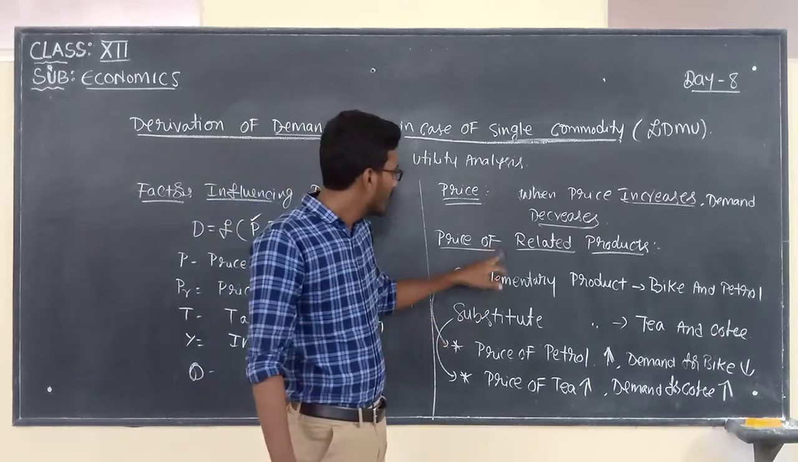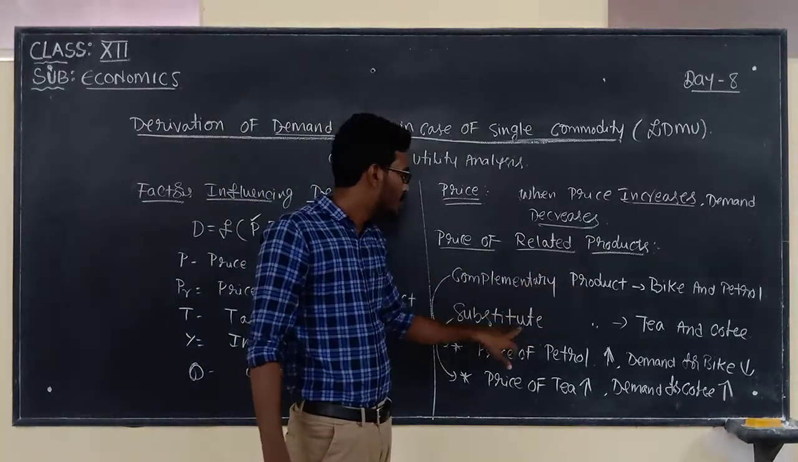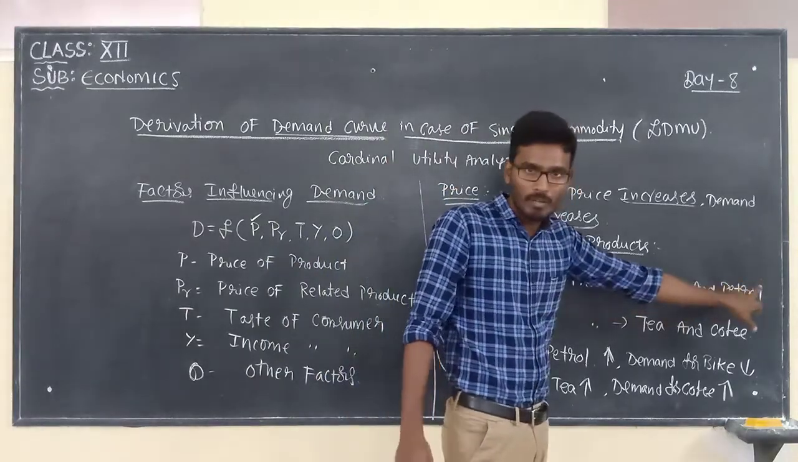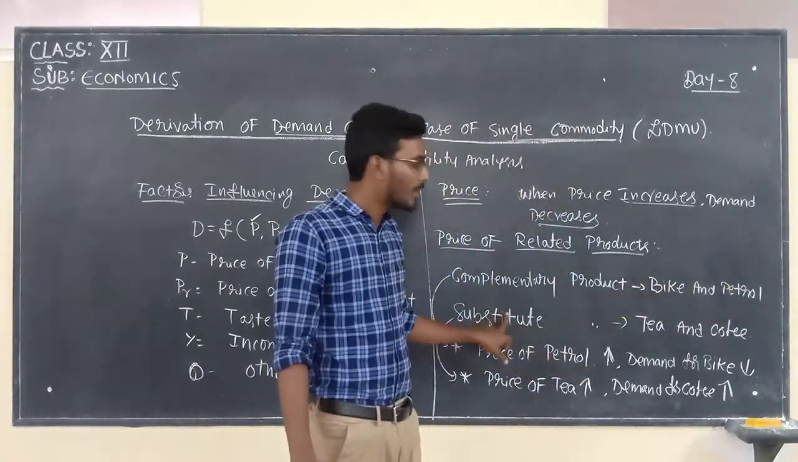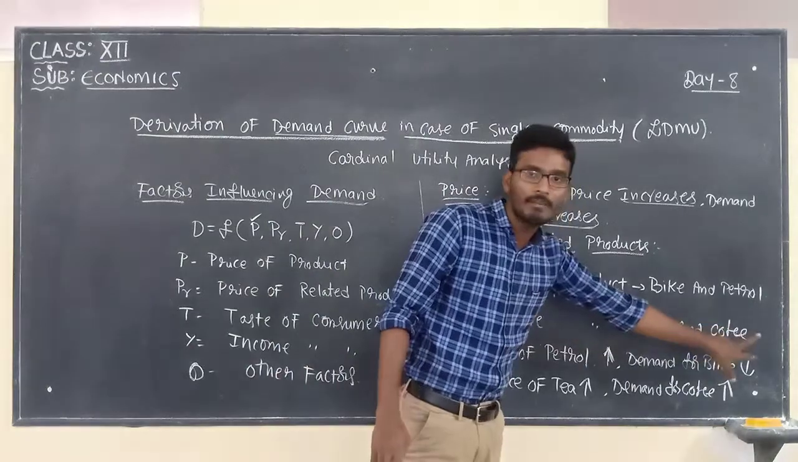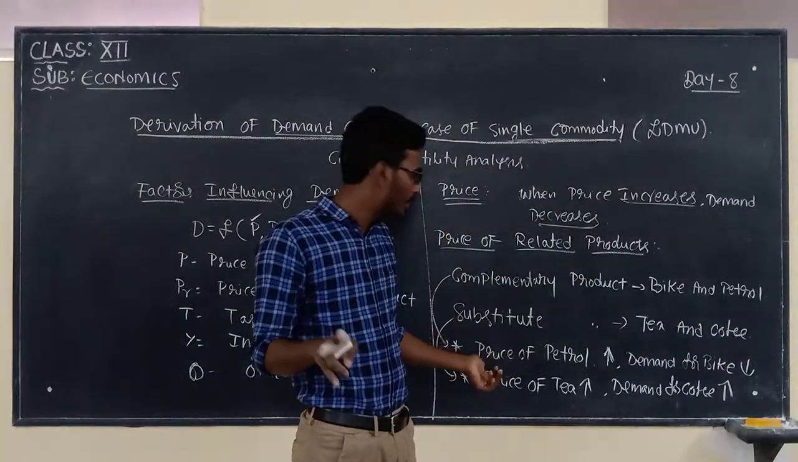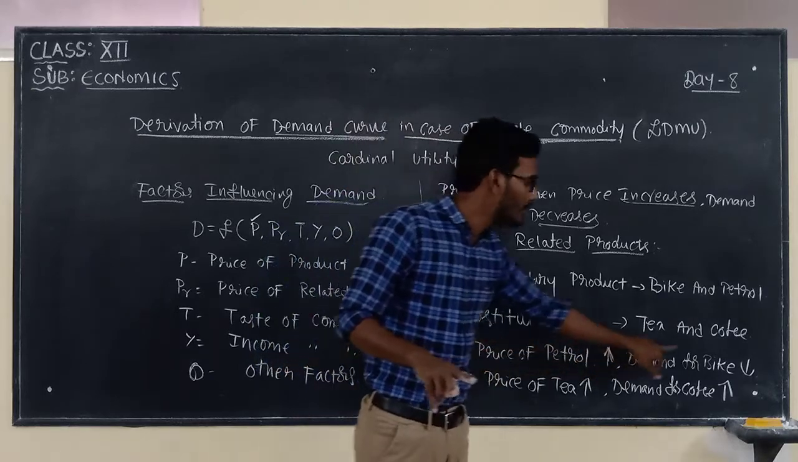Remember again: complementary product, substitute product. Complementary product, best example bike and petrol, and substitute product, best example tea and coffee. So now, in case of complementary, there is an inverse relationship.